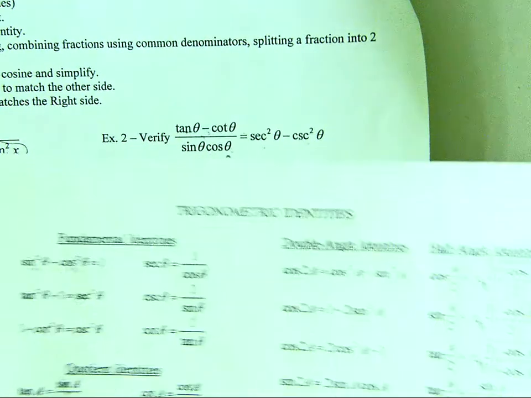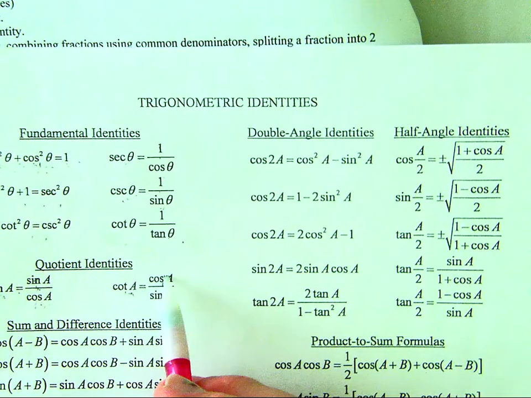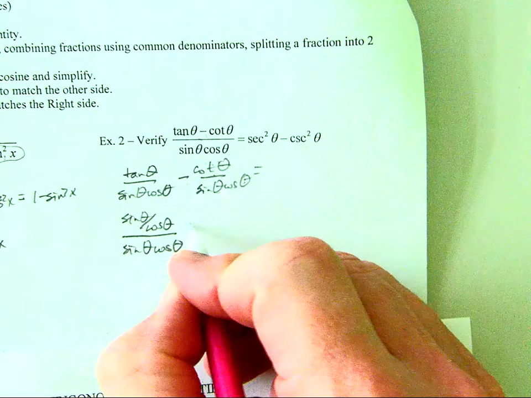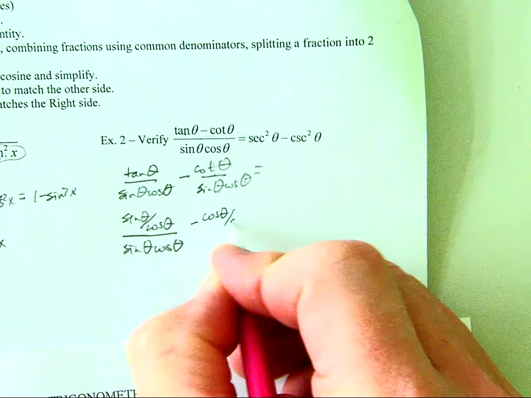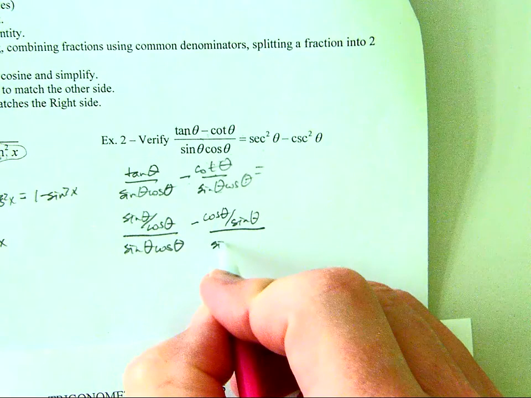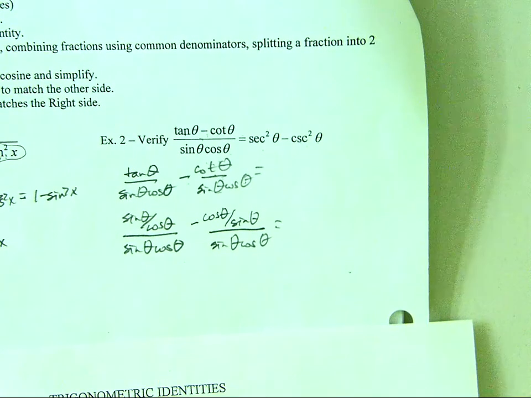Let's do the same thing with the second one. We know that cotangent equals cosine over sine. Let's change that cotangent to cosine theta over sine theta, and it's still over that denominator. So it looks like that.